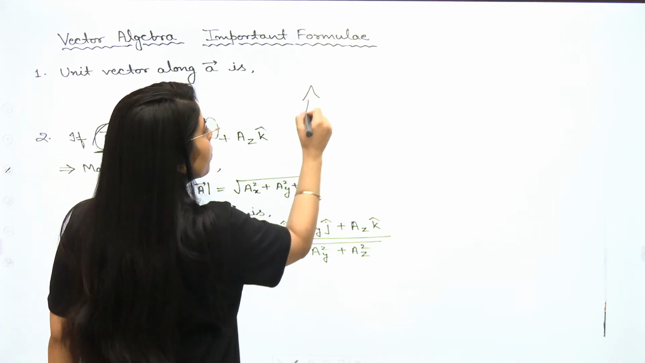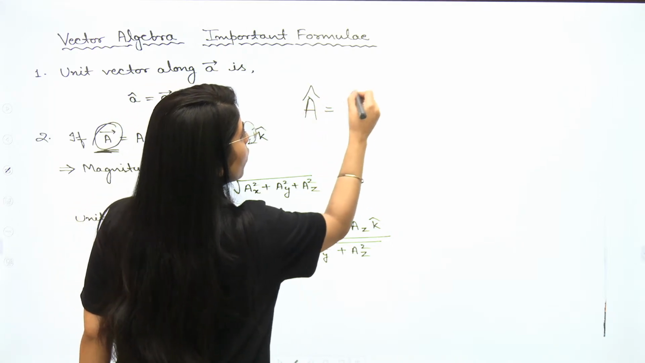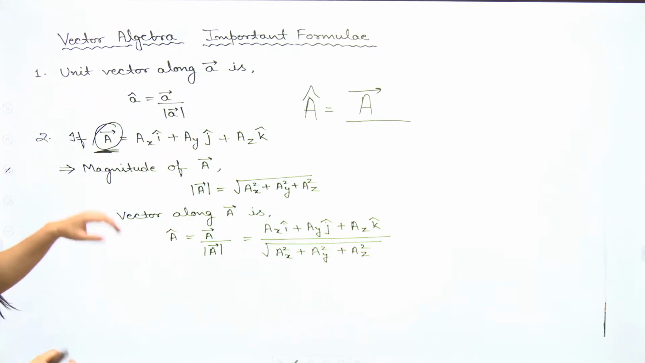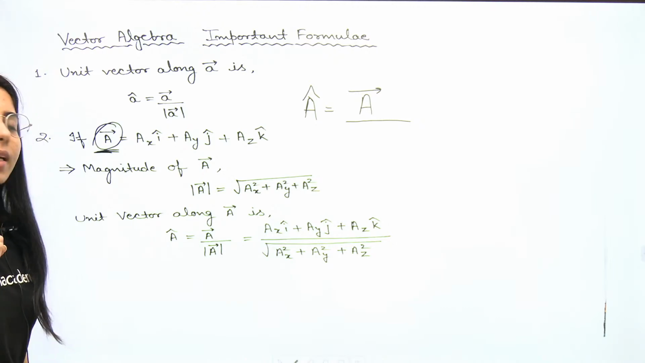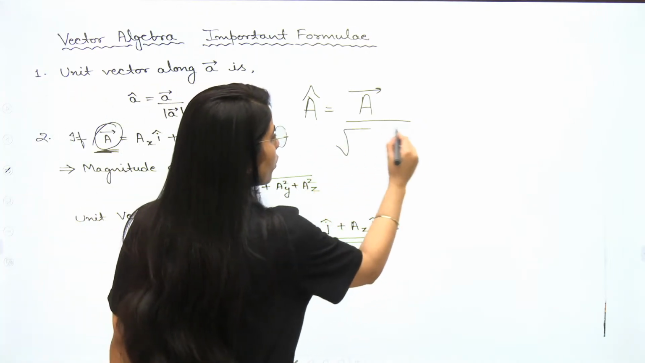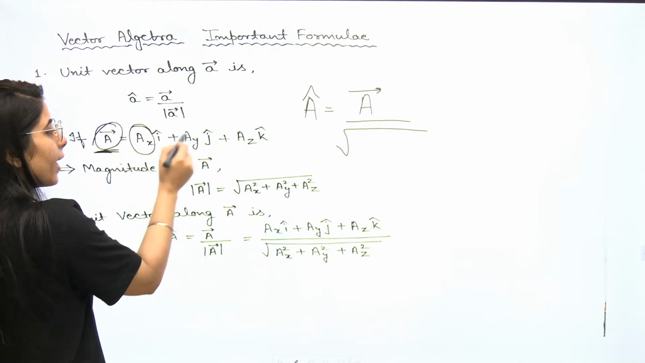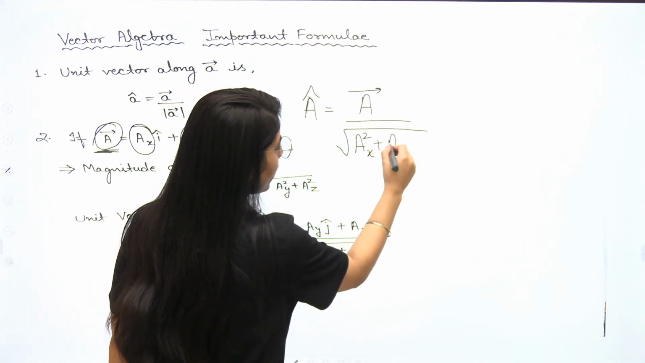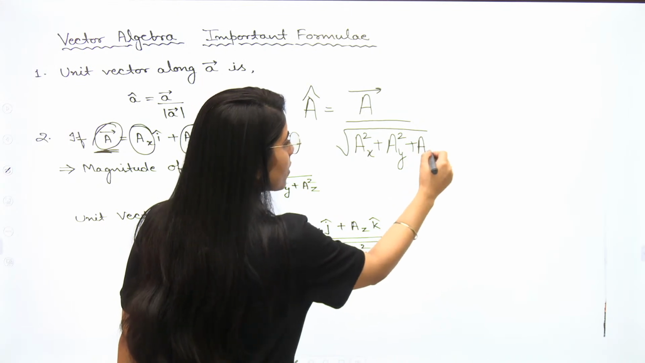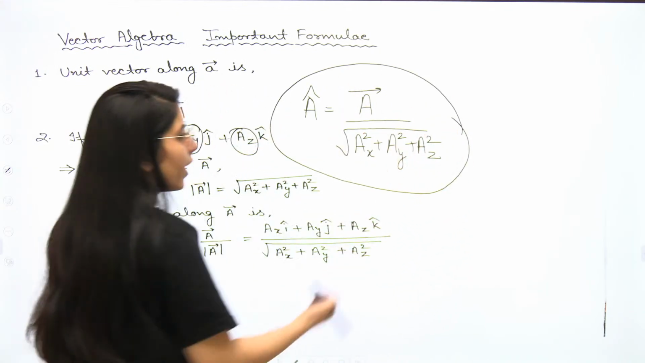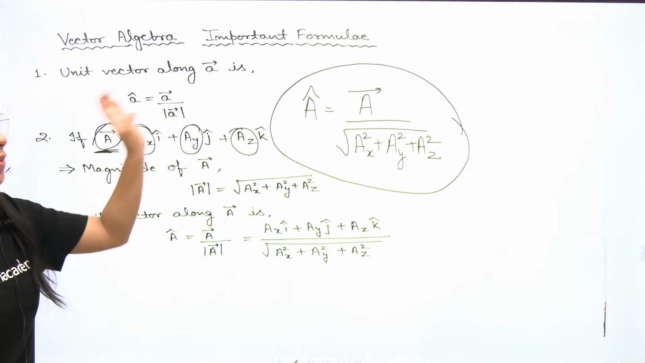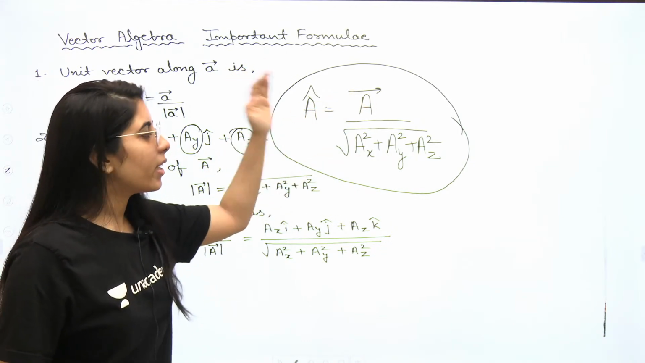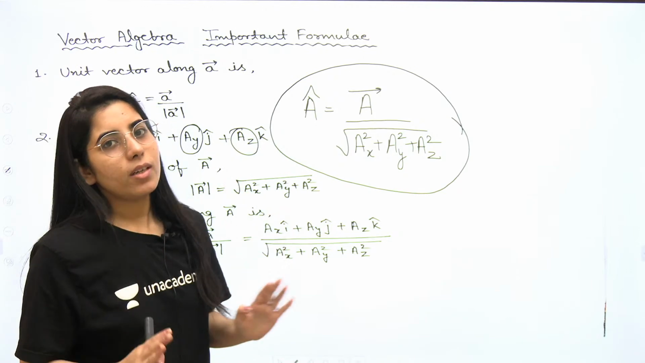We have to consider the vector A as it is, whatever vector A is given, and its magnitude in the denominator. The point is, what will be the magnitude of vector A? Take the square root, and all these components like ax, ay, az, take their squares. So it's going to be the square root of ax square plus ay square plus az square, and that's the magnitude of A. This complete expression is showing the unit vector A. So just write the vector as it is, divided by the magnitude of that vector, and that will be the unit vector.